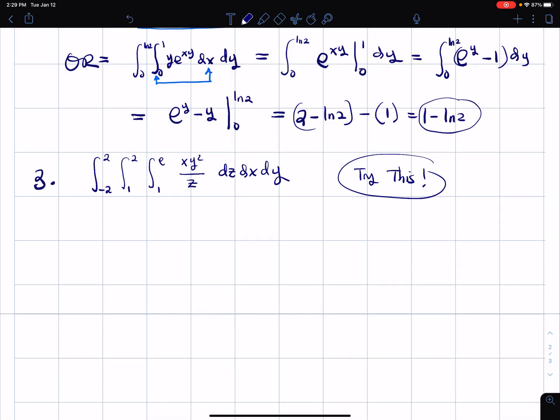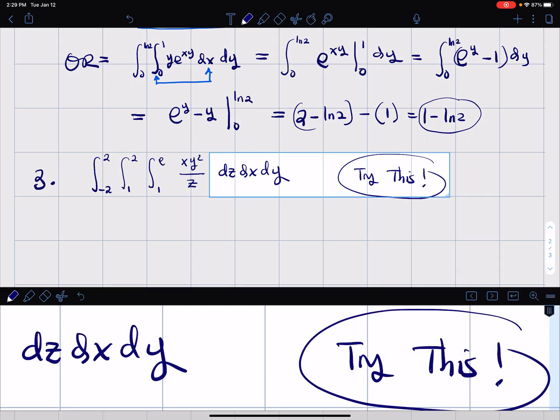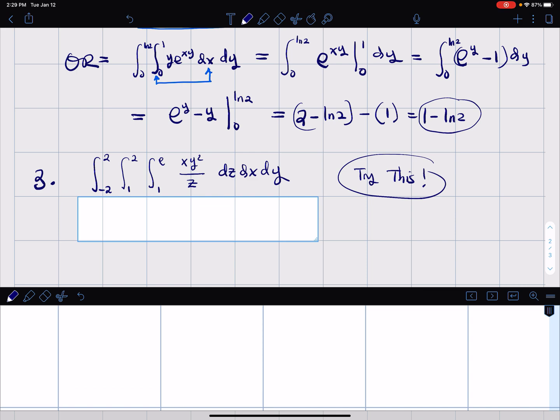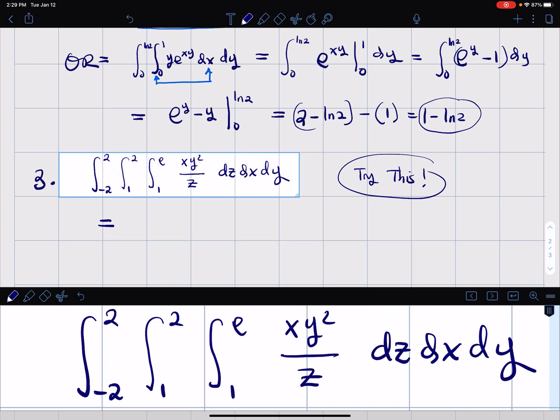Okay, so maybe I should do it. Why not? I still have some time. So if I start with z, I can do dz first, and then do dx and dy. Or I can use the fact, there's a fact I can use, two facts actually. The fact that this is a rectangular region.